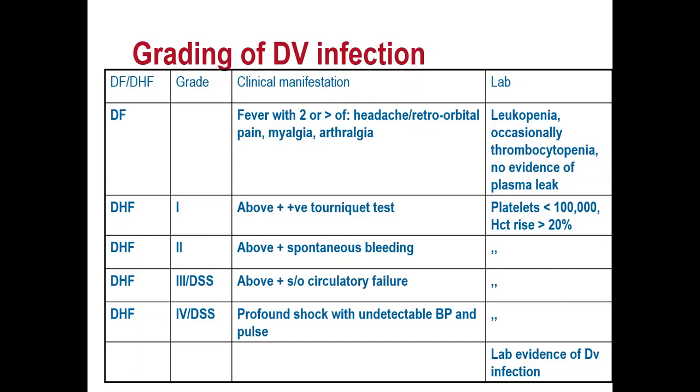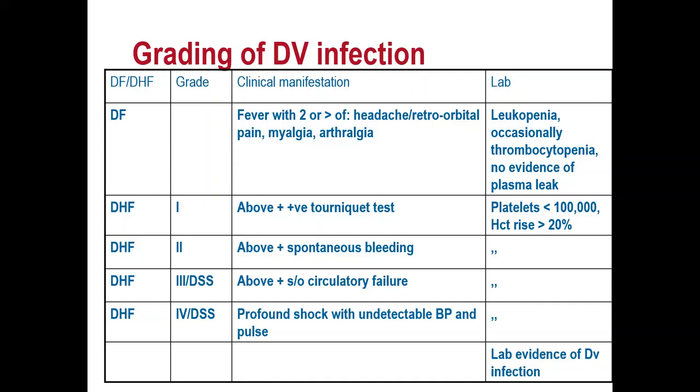In grade 1, all of the above clinical findings, along with the positive tourniquet test, like there is petechiae or ecchymosis, the platelet count is less than 100,000 and the hematocrit rise is more than 20%. In grade 2, along with grade 1, there is spontaneous bleeding due to the vascular permeability and the thrombocytopenia.